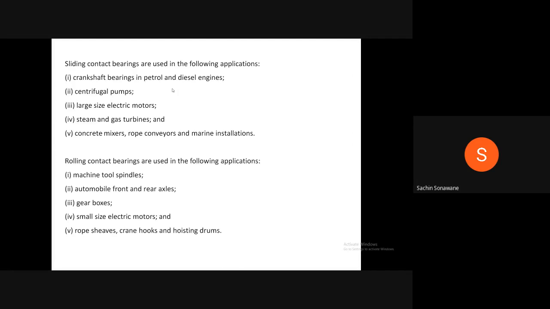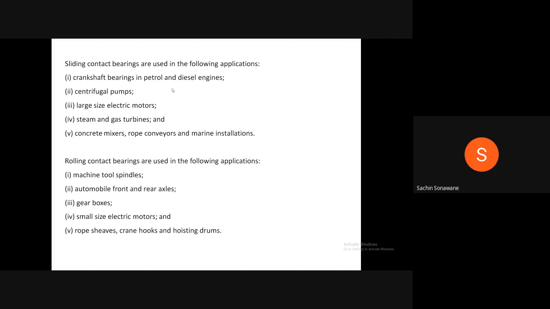Now, sliding contact bearings are used in the following applications. First, crankshaft bearings in petrol and diesel engines, centrifugal pumps, large size electric motors, steam and gas turbines, concrete mixers, rope conveyors, and marine installations.